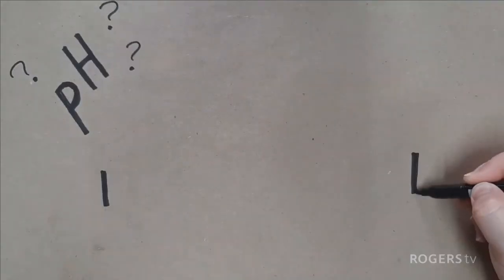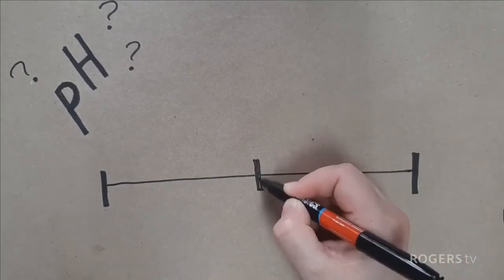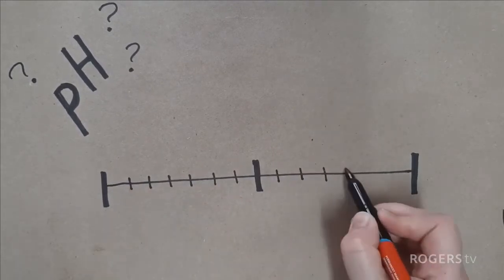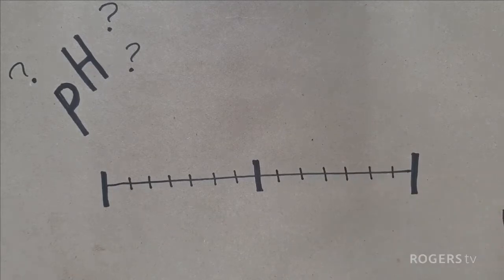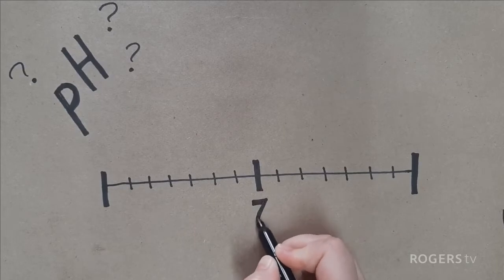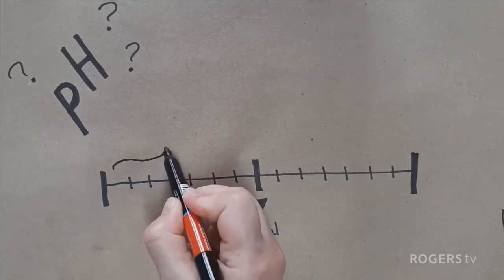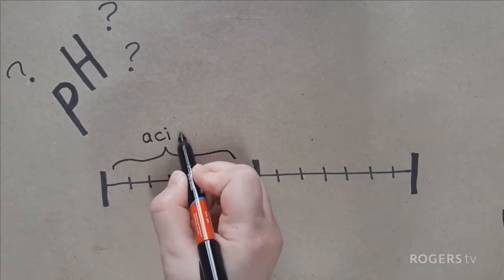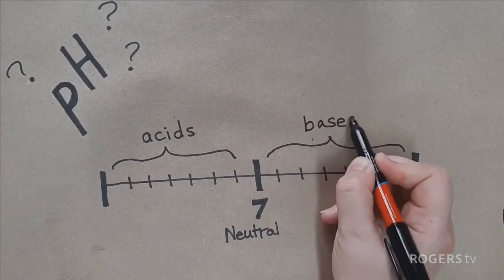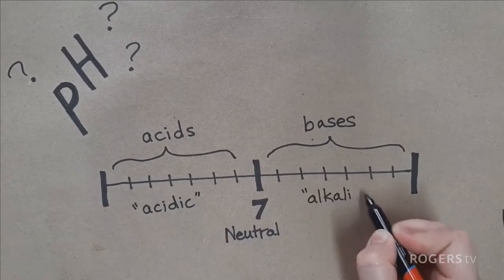To understand this, we need to take a look at pH levels, which you might have heard of before. pH is measured on a scale similar to, say, a scale for weight or a thermometer for temperature. In this case, we use a scale from 0 to 14, with 7 being in the middle and neutral. Anything below 7 is considered acid. Anything above 7 is considered a base. You may have also heard the terms acidic and alkaline, which mean the same thing.